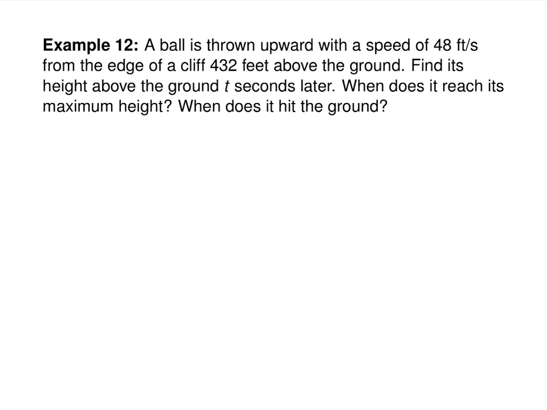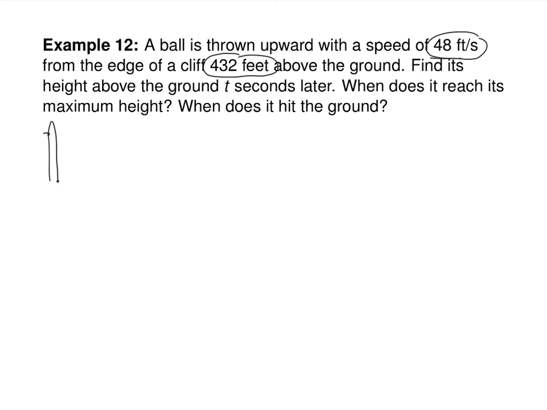So this question is kind of a baby step above the last question. It is quite similar. It's just you've got to pick out the initial velocity and the initial position from the equation itself. You've got to know a little bit about acceleration due to gravity. So a ball is thrown upward with a speed of 48 feet per second from the edge of a cliff that is 432 feet above the ground. Find its height above the ground t seconds later. So we're assuming that this person's on this cliff and the ball goes up and over the edge and then down into the canyon.